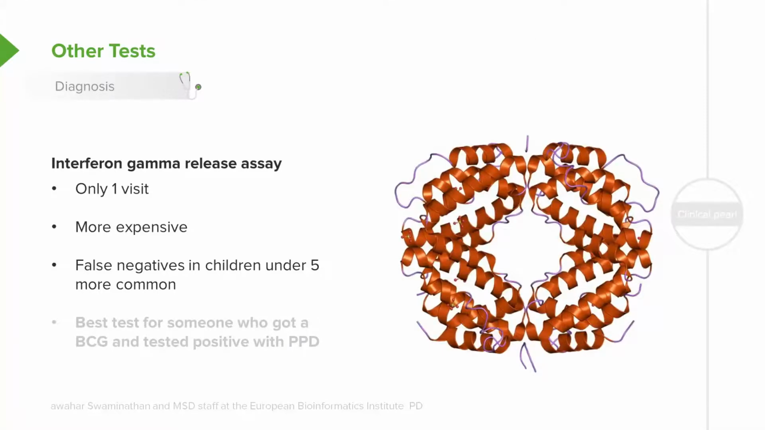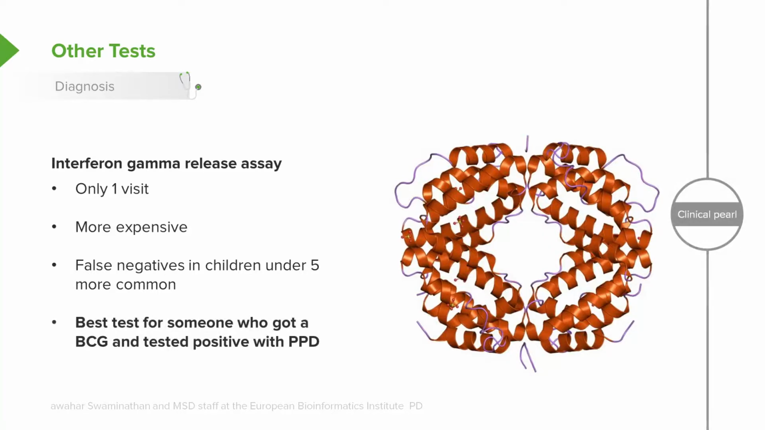It tends to have false negatives in children under 5 years of age. So we don't like to use it in that age group. But it is the best test for someone who got a BCG vaccine. Remember, patients who got BCG vaccines, we interpret their PPDs generally the same as those who didn't. But this may be a good test, because if this test is negative, we may say, you know what, this is probably their vaccine, and this is not a positive response to the PPD test.